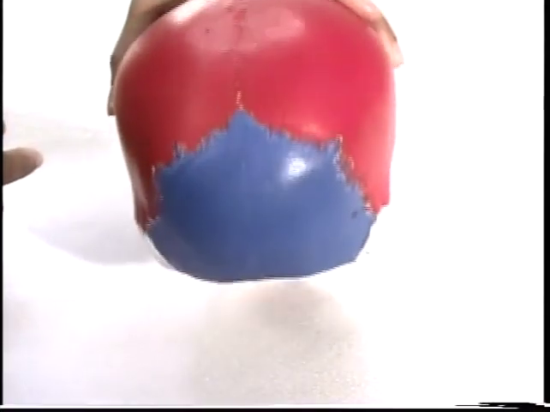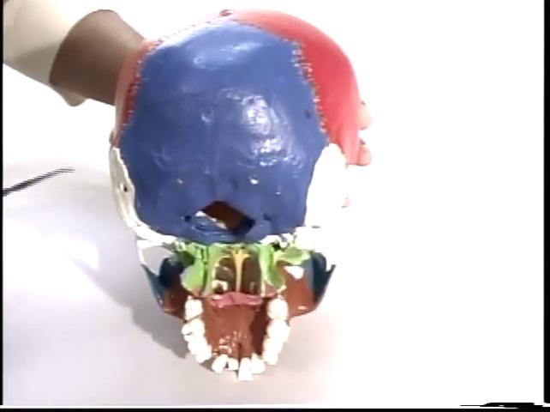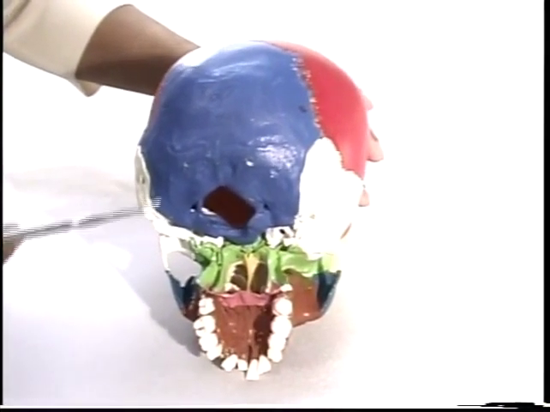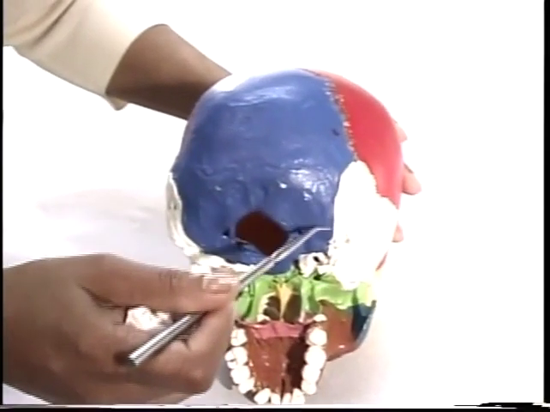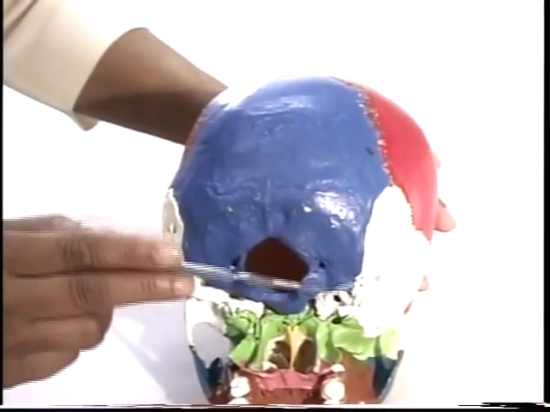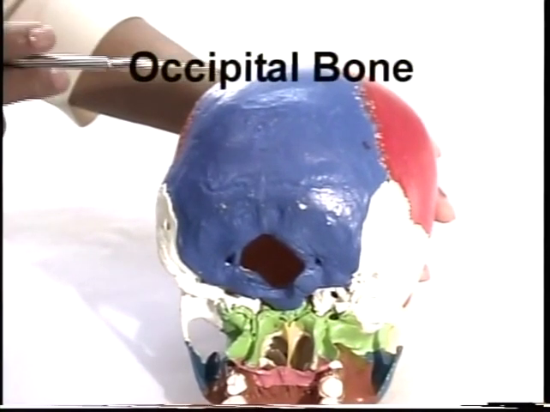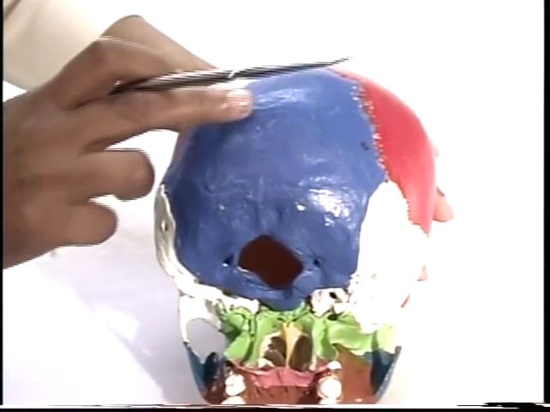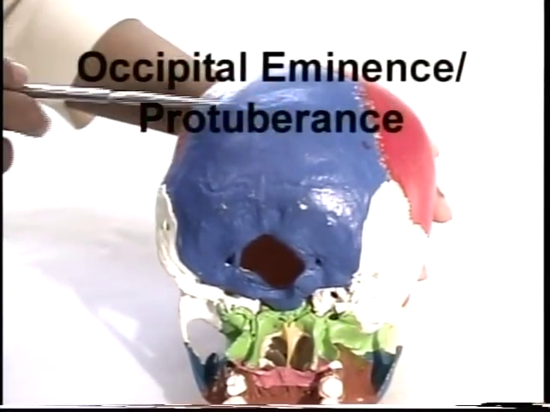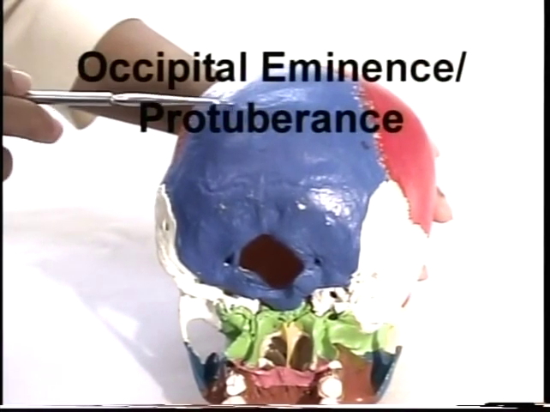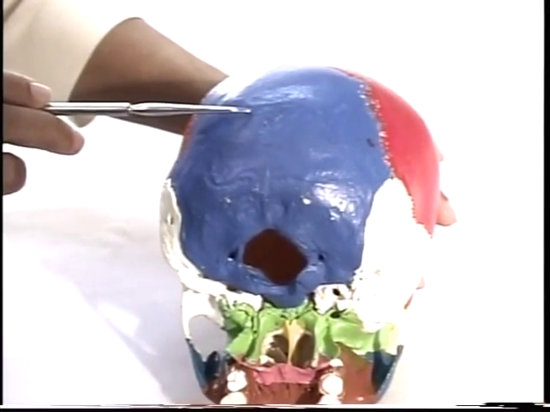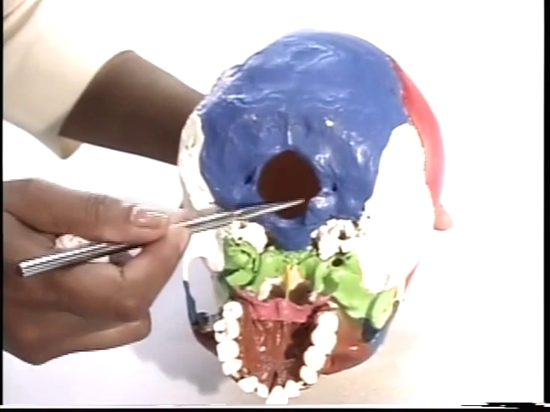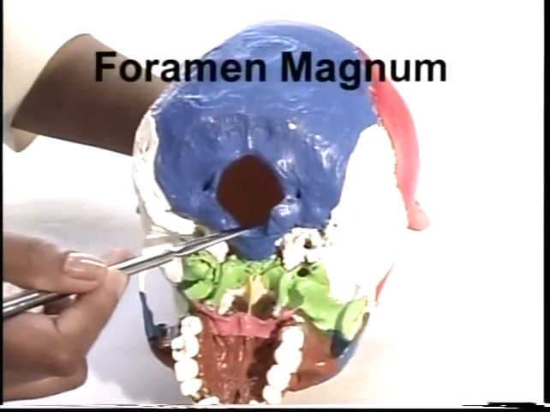Let's look at the back of the skull. And we are looking at this blue colored bone. This is a single bone forming part of the base of the skull here. This is your occipital bone. There is an eminence which is known as the occipital eminence, or occipital protuberance. There is a big opening in the occipital bone which is known as the foramen magnum.